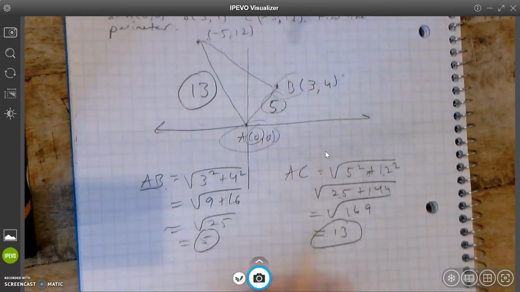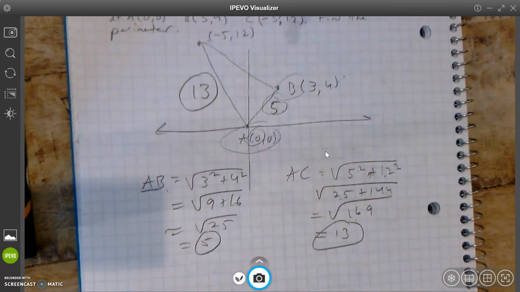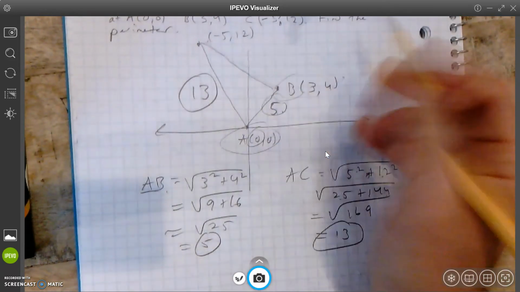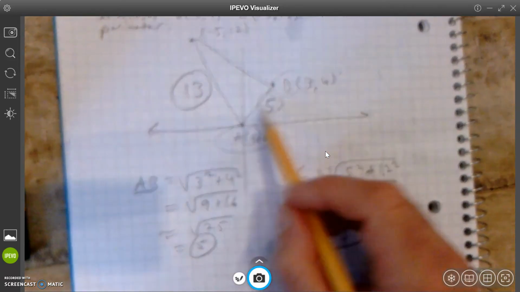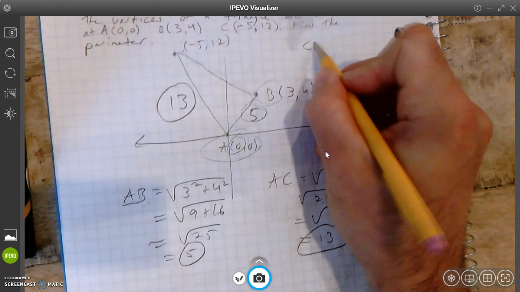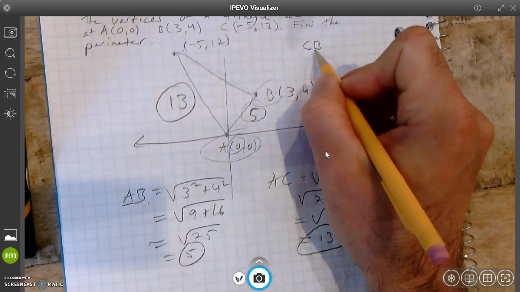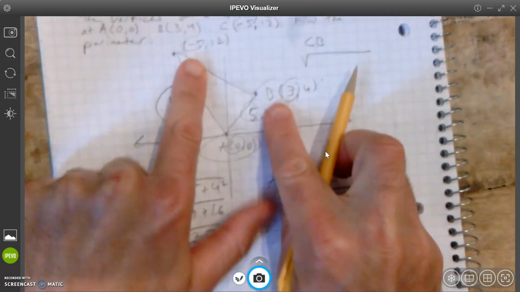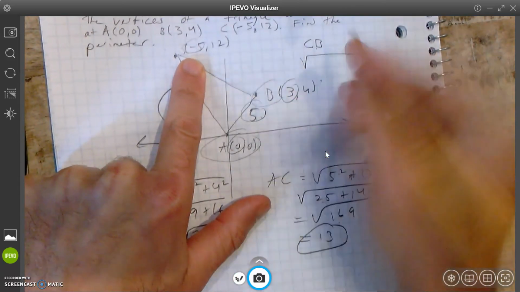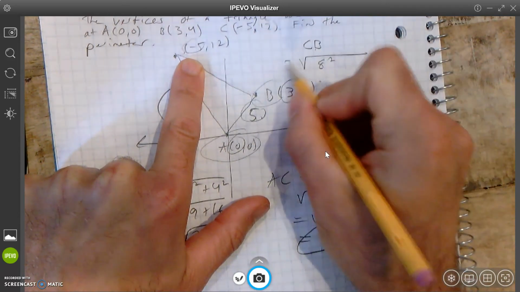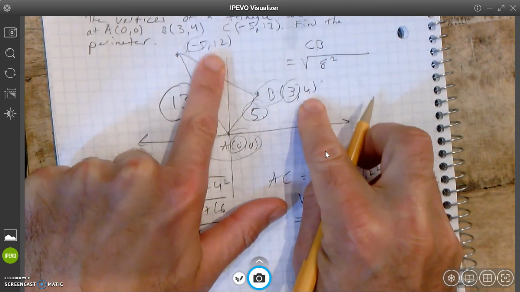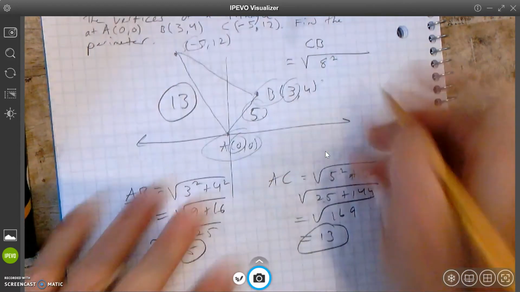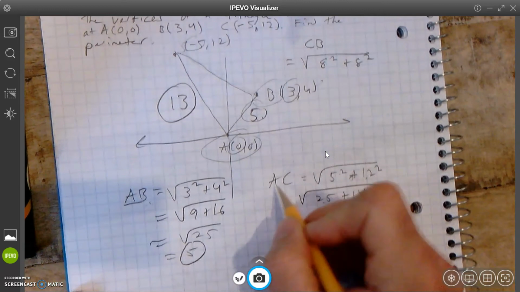Am I going too fast? You can always pause it and go back and look. All right, last one. Here we go. Right here. So it's going to be C to B or B to C. Doesn't matter how you put it. So it's the square root of, 3 to negative 5, how far is that apart? That's going to be 8. And then we have 4 to 12, how far is that apart? That's also 8.